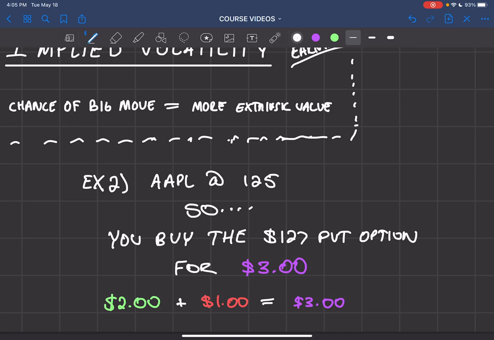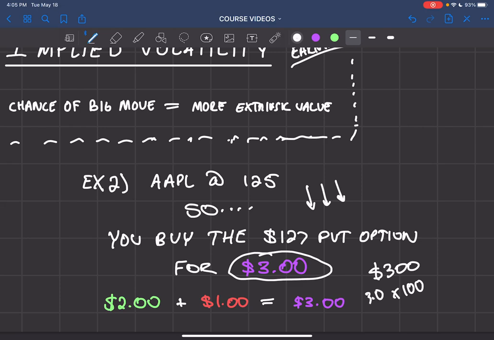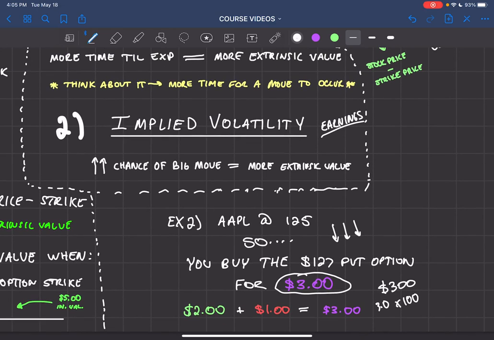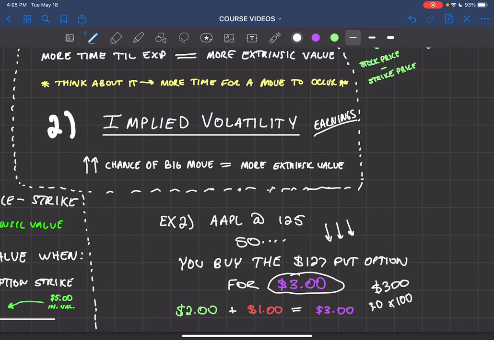So let's think of a second example. Apple's at 125, and now you think the stock price is going to go down. So now you buy the 127 put option, and for buying this 127 put option, you pay a $3 debit. Remember, this is really just $300 because of the option contract multiplier. So you buy the 127 put option for $3.